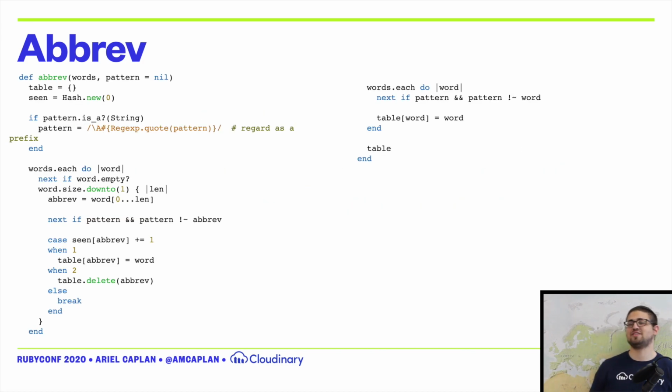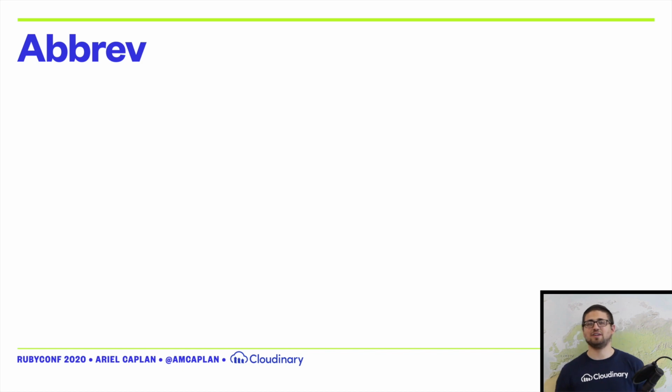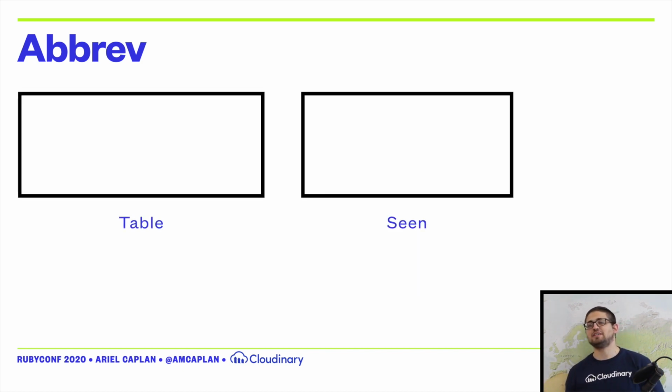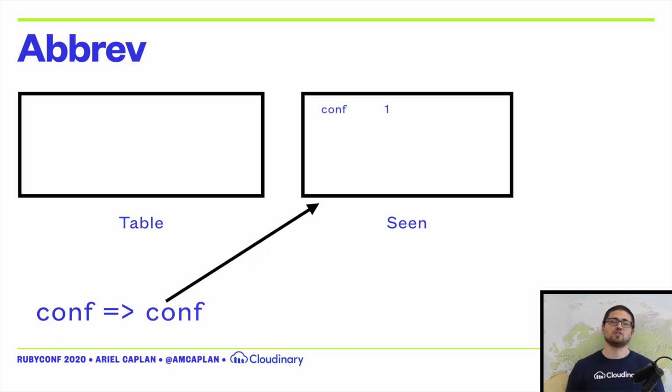Now here's the implementation. I'm not going to read through it. I'm just going to explain to you graphically what it does. So we have our table, which is a hash. We also have our scene, which is a hash. That's what they're called in the code. And so we start with a string. The first string in our list is conf. We start with the whole string. We add it to our scene.